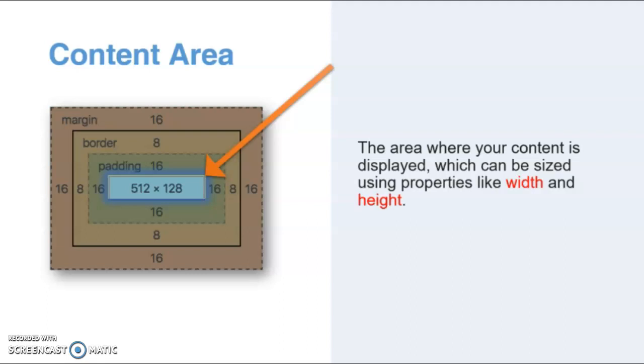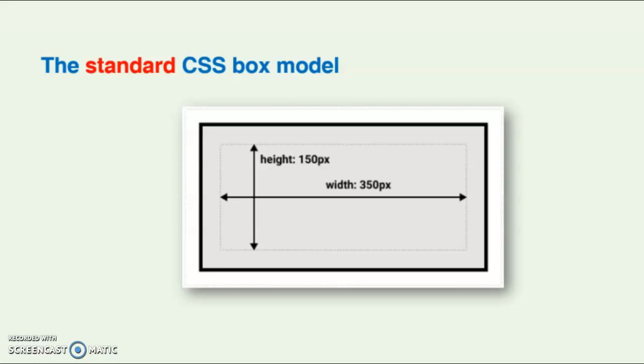The content area is the innermost layer of the box containing the real content of the element, such as text, an image, or a video player. It can be sized using properties like width and height. In the standard box model, if you give a box a width and a height attribute, this defines the width and the height of the content box. Any padding and border is then added to that width and height to get the total size taken up by the box.